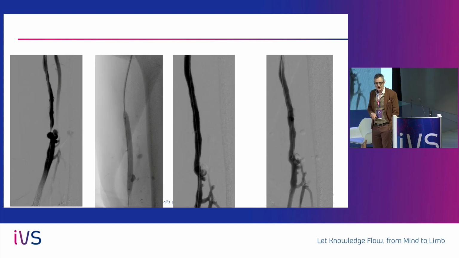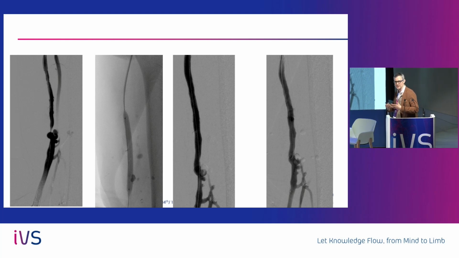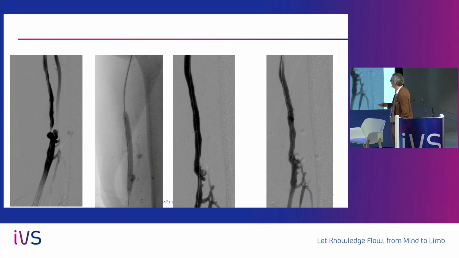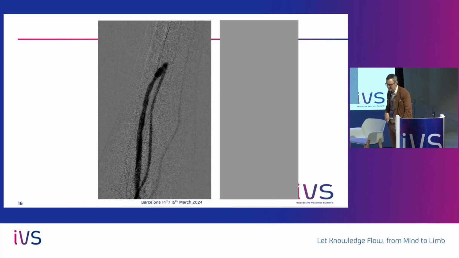Sometimes with more specific lesions. In this example, we have a very thin stenosis in the valvule in the drain, in the venous drain. Balloon, high-pressure balloon, scoring balloon with big traumatism of this vein. Not good, but direct result is good.